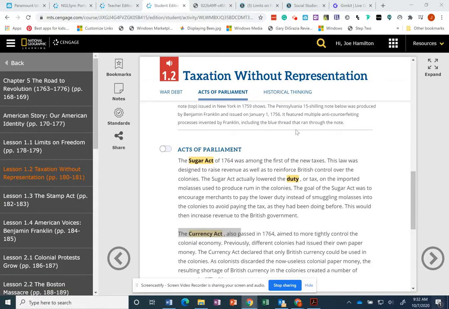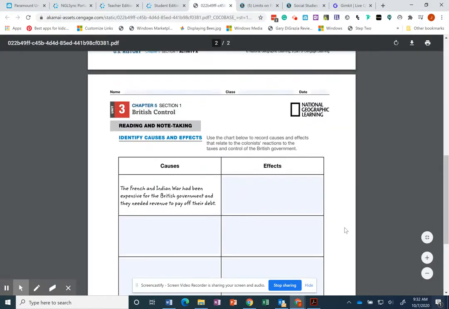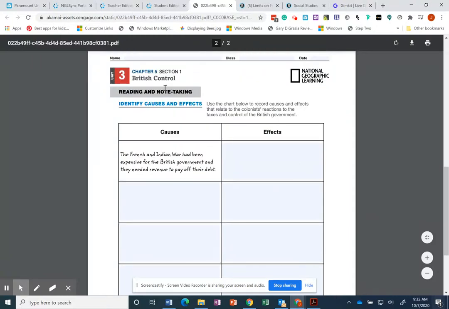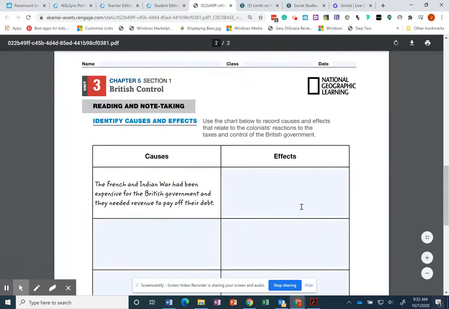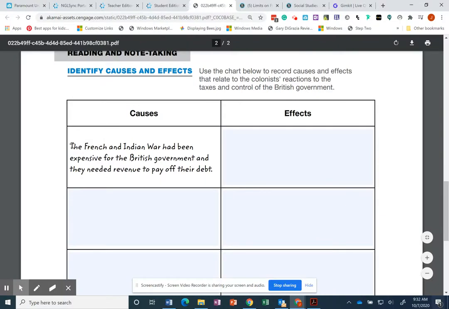Taxation without representation. So this little quick lecture video is for page 68 in your book, chapter 5, section 1, reading it and note taking. And as you can see here, it says use the chart below to record causes and effects that relate to the colonists' reaction to taxes and control. Okay. And they give you the first one.